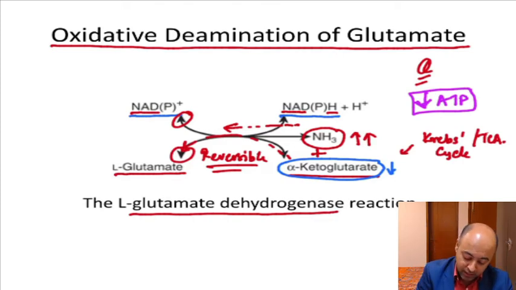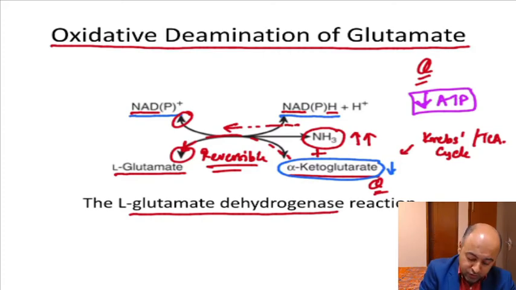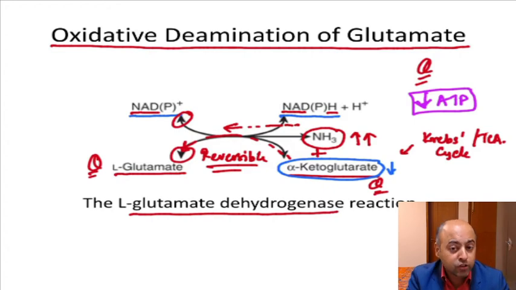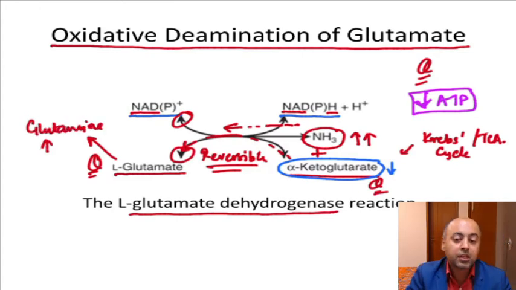So what are the questions like? Which substrate of Krebs cycle gets depleted in ammonia toxicity? What is the product which is formed in ammonia toxicity? Glutamate will be quite high. This glutamate can then be converted into glutamine, so glutamine will also be elevated.